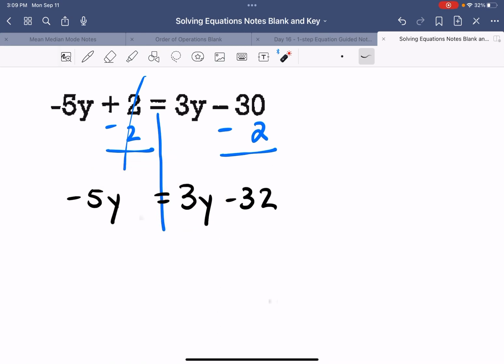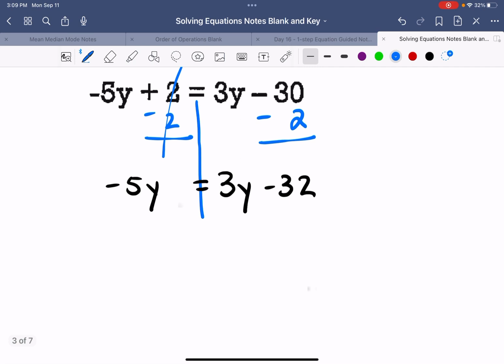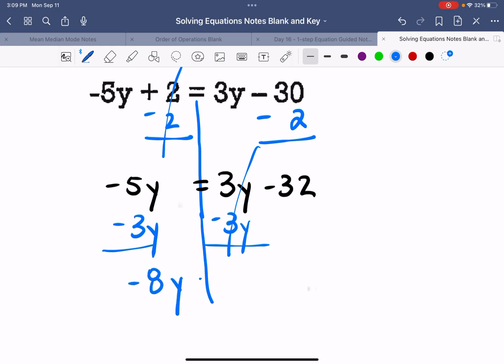So my letters are on one side, my numbers are on the other side. Continuing on here, I'm now going to subtract 3y from here, subtract 3y, and this becomes 0. And now I have negative 8y is equal to negative 32. I just brought my numbers down.